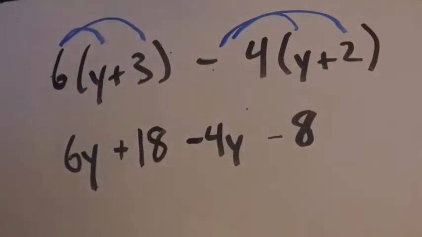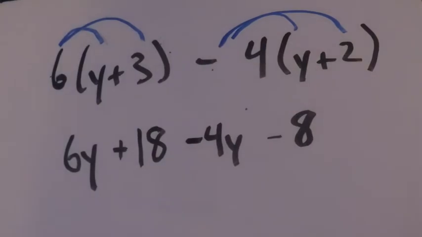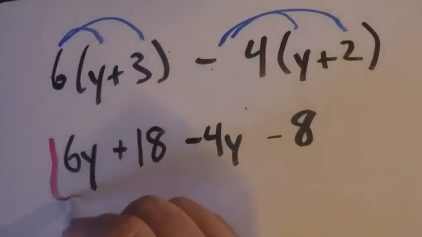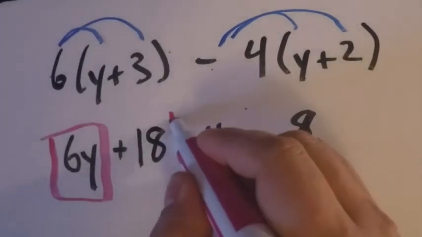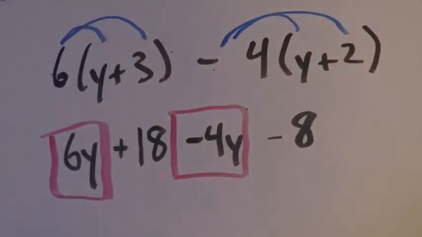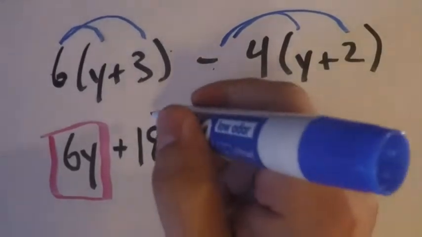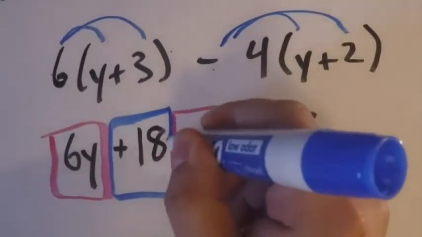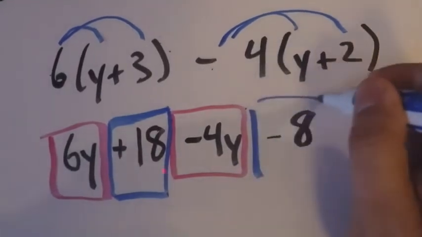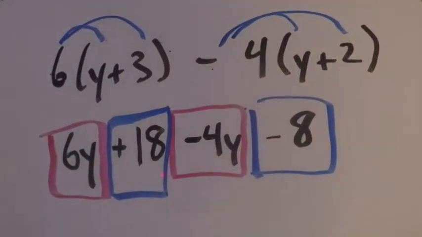So at this point, we need to combine like terms. In order to combine like terms, we first have to identify any terms that have a variable that is the same and also to the same exponent. So here we have 6y, and over here we have a -4y. Those are both like terms because they both have a y and it is only to the power 1. Then our other set of like terms is going to be positive 18 and -8. When we are combining these like terms, we're going to be adding them together.